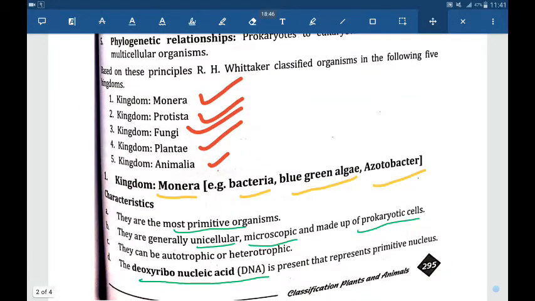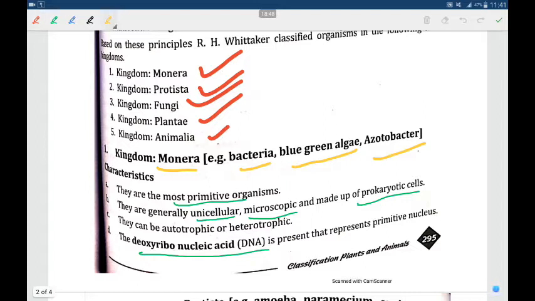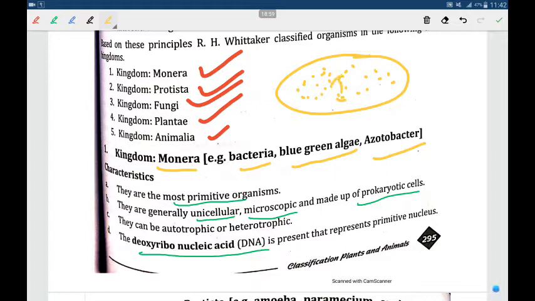So, if you draw the diagram, we can draw like this. This is the cytoplasm. Like this, a thread-like structure is present here. Very simple structure. This is DNA, deoxyribonucleic acid. But there are other parts like vacuole, RNA, plastids, Golgi bodies, they are present.